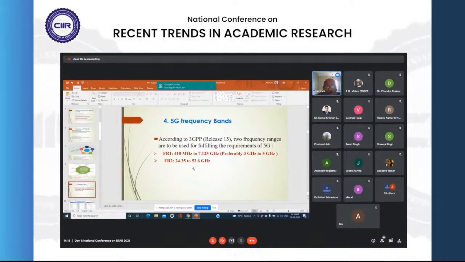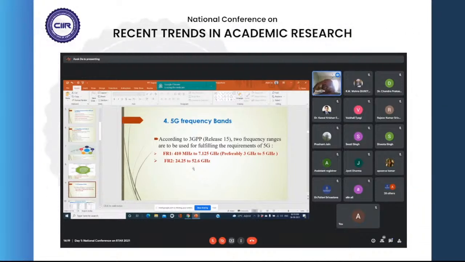Now, 5G frequency band. According to 3GPP, that means the Third Generation Partnership Project, which released their 15th release, they specified two frequency ranges to be used for fulfilling the requirement of 5G. The first frequency range is 410 megahertz to 7.125 gigahertz, preferably 3 gigahertz and 5 gigahertz.